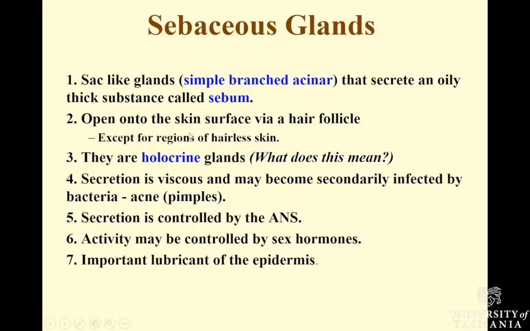The secretion that they produce, the sebum, is quite a viscous substance, and so may become secondarily infected by bacteria. And if that's the case, you get a little inflammation in that area, and you end up with acne or pimples, as we more commonly know them. The secretion is controlled by the autonomic nervous system, and it's thought that their activity is controlled by sex hormones. So once puberty hits and those sex hormones start going nuts, one of the consequences is that the secretion of your sebaceous glands increases. A number of them may become secondarily infected, and you end up with acne or pimples. And we know that pimples are often an early sign of puberty.